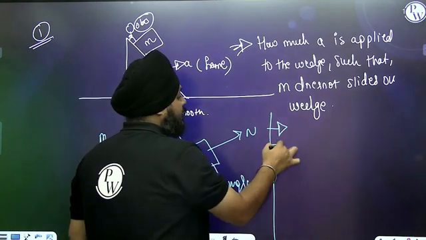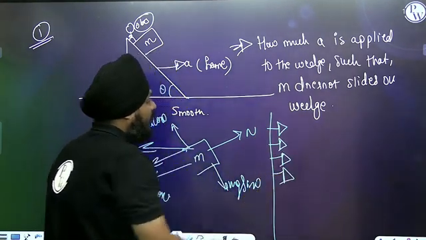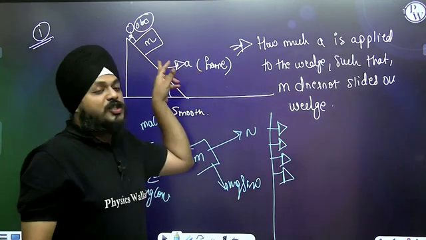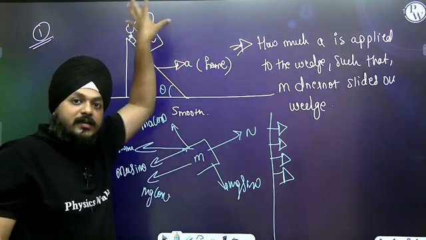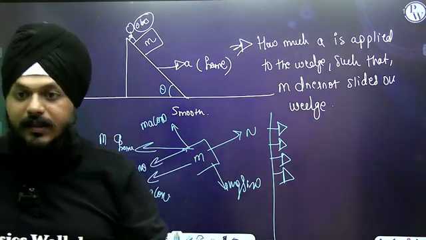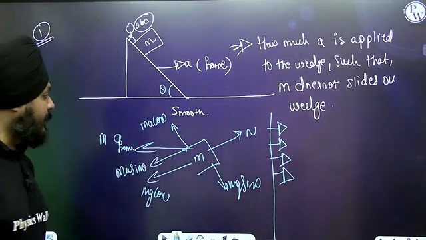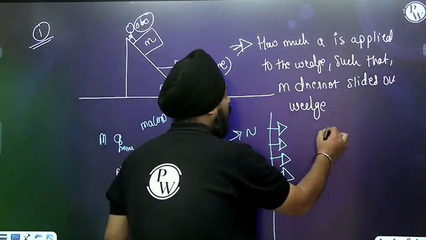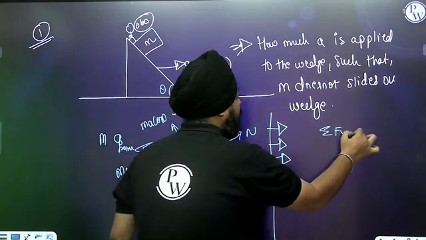What does this question state? We want acceleration A to be applied in such a way that the system should be stationary. System should be stationary. So what happens here? The summation of all y forces is 0.